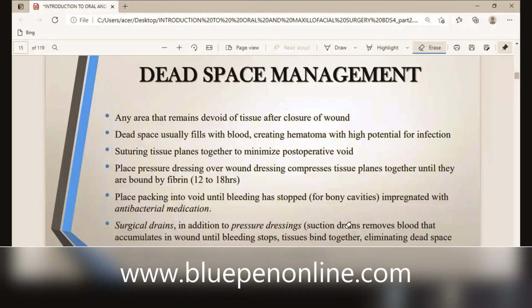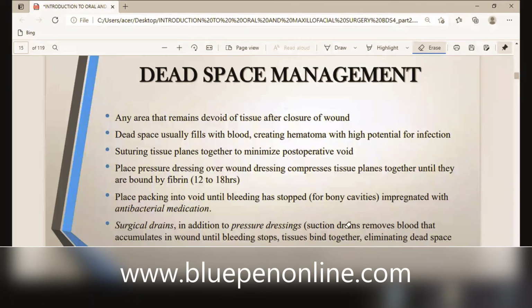You have to place the packing inside the void until the bleeding stops. And this packing should always be impregnated with some kind of antibacterial medication, because there will be infection. You have to give some kind of antibacterial medication to get rid of all these problems. Right? And still, it's not completely cured.